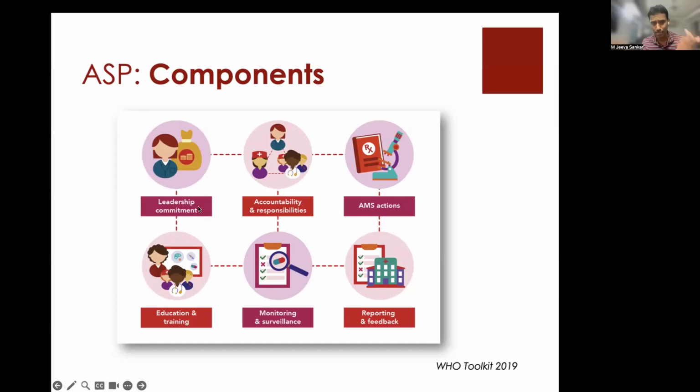So you need a commitment from the leadership. You need to fix accountability and responsibility of different team members. Then you decide which actions you are going to do. Then you need a reporting and feedback mechanism to see whether it is working or not. Then you monitor and do surveillance of what is happening. Then you educate and train. So it's a cycle. Then you again titrate the actions and the components of antibiotic stewardship. Then you monitor, then you give a report, and then further define the actions. So these are the components of an antibiotic stewardship program.